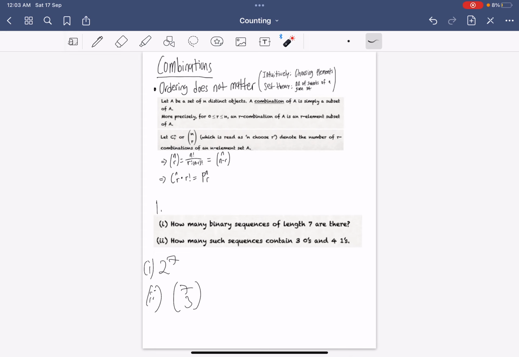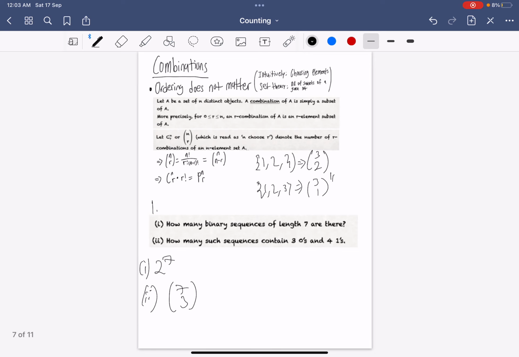For example, you have a set 1, 2, and 3. The number of ways to choose 2 elements is 3 choose 2. And the number of ways to not choose 1 element is 3 choose 1. And these two things are equal.